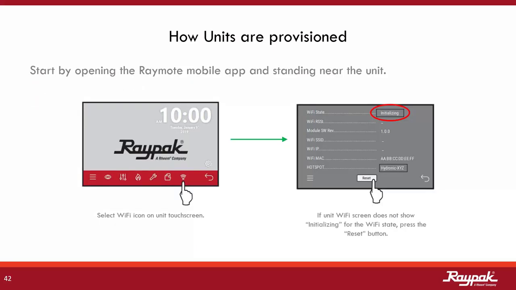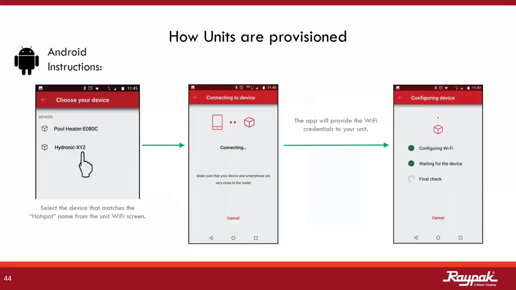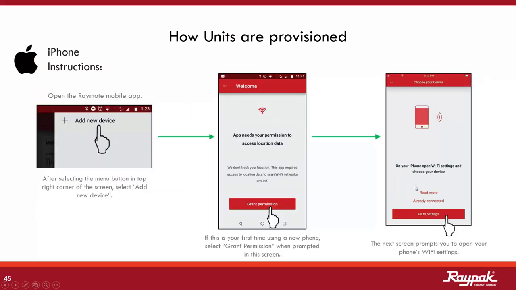Remember this slide I was showing you. The Hydronic on this screen will show you the hotspot of the unit, in this case Hydronic XYZ. So you select the Hydronic XYZ that establishes a connection with the boiler. The data from the mobile phone and the boiler start being transferred, and then right after it is completely connected.